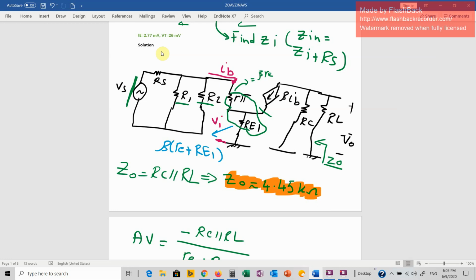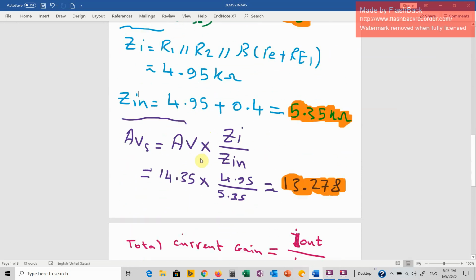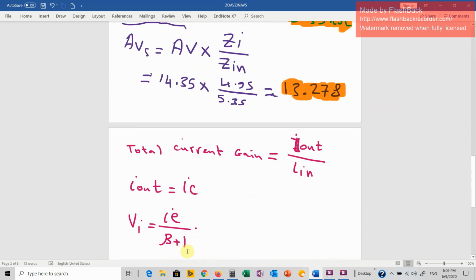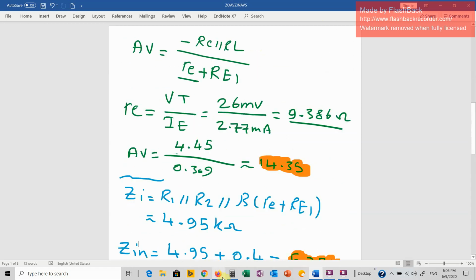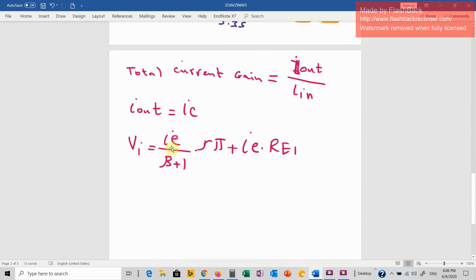But why did I write IB as IE by beta plus 1? Because I need to make this resistor and this resistor in series. And in order to do so, I need to make the current the same, right? So rather than saying it is IB, I just said it is IE by beta plus 1 times R pi, plus IE times RE1. Here this current is simply IE because here we have the emitter, and here we have the base current. So that's the trick. We want to make them in series.